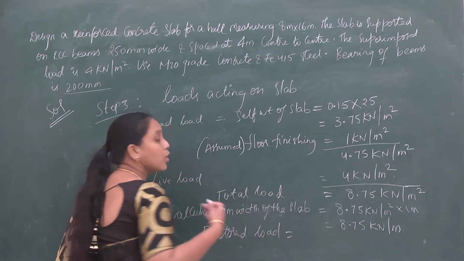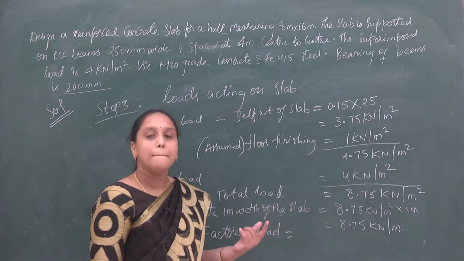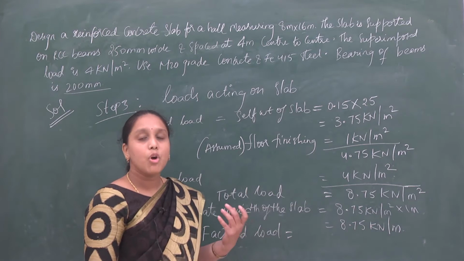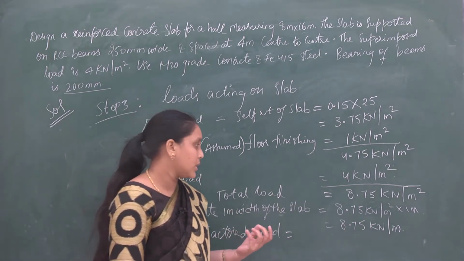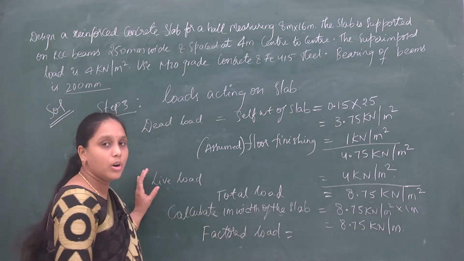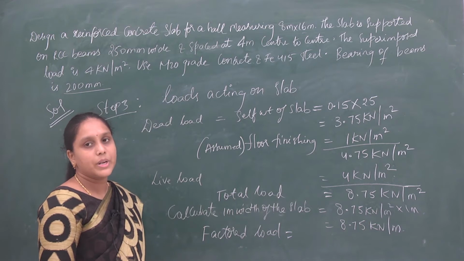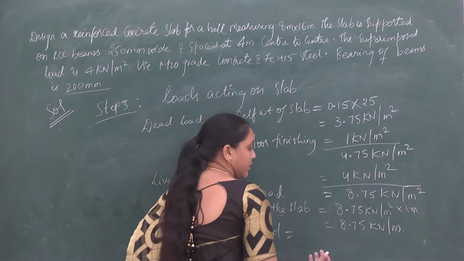So factored load will be the total load into partial safety factor. So what should be the partial safety factor which is given in IS 456-2000? As we have only two loads here, that is the dead load and the live load, the partial safety factor is to be taken as 1.5, which we have already discussed in the previous sessions.